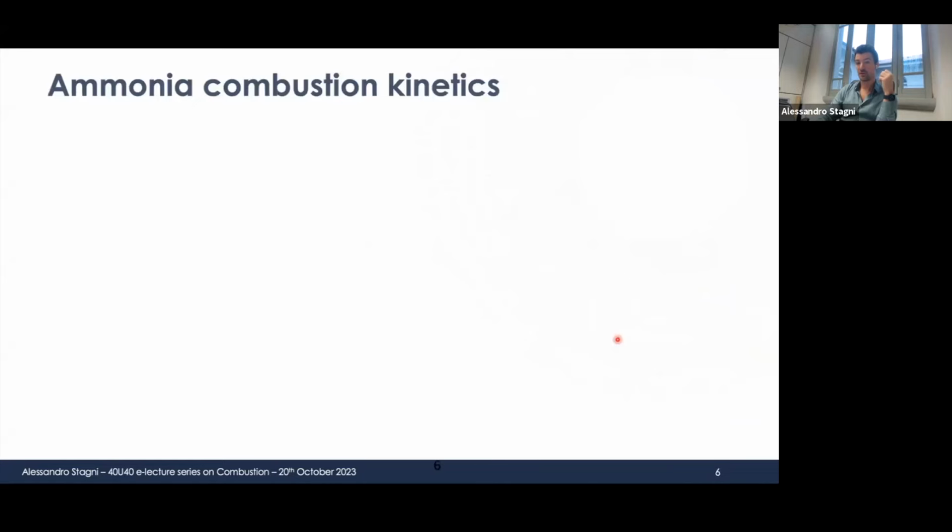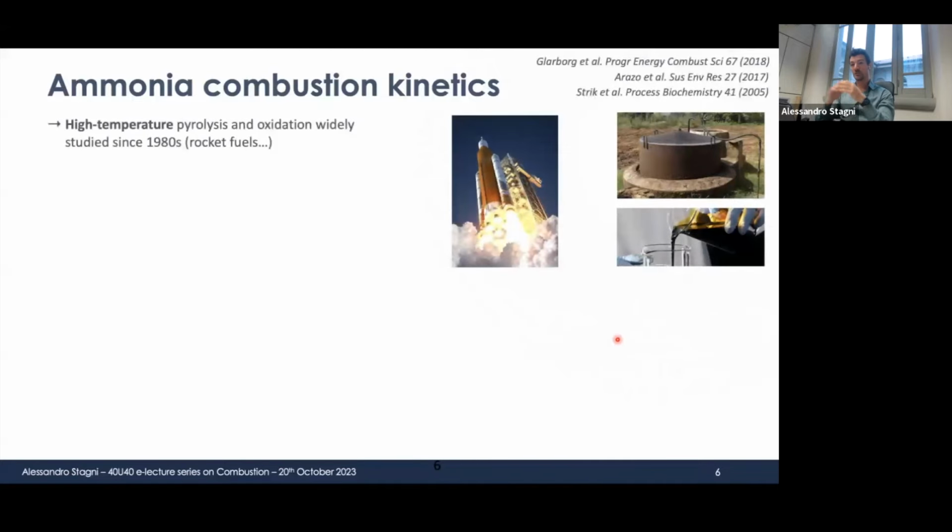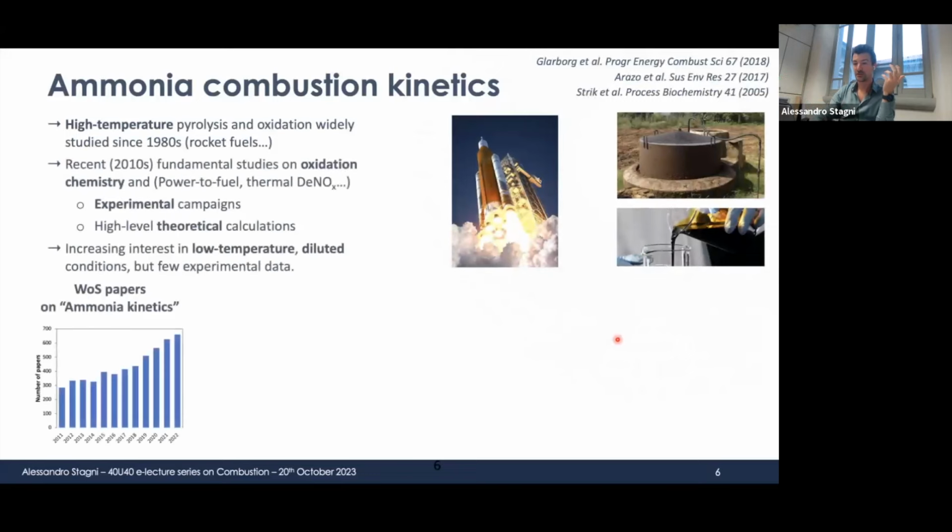So if we need to model the behavior of biofuels, we need to model the behavior of everything which is included in biofuels. And so among them, we started modeling ammonia. We didn't start from zero because ammonia has been already studied, especially for the high temperature pyrolysis and oxidations since the 80s. Chemistry of nitrogen was important for other reasons, for rocket fuels, and so on.